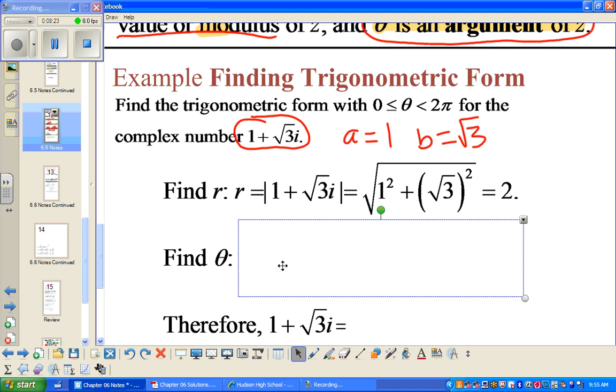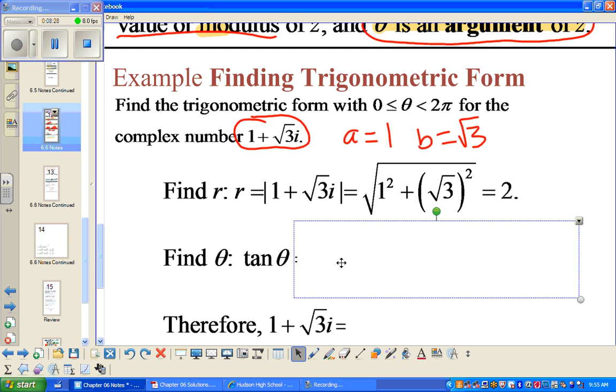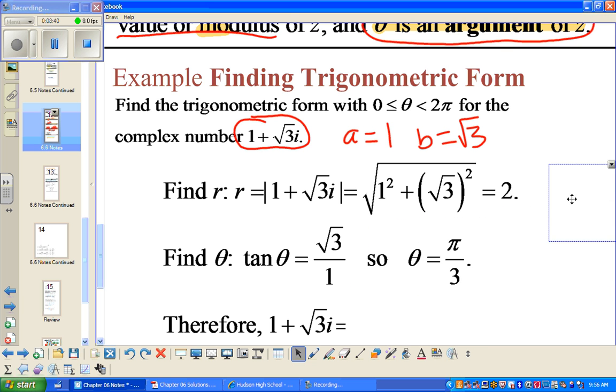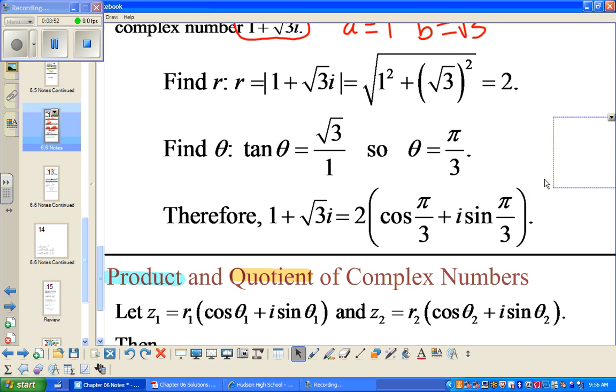How do we find theta? Well, we're going to do what we just got done talking about. Let's take the tangent inverse of root 3 over 1. Well, we don't actually have to do that. We know that if tangent theta equals root 3 over 1, then theta must be pi over 3, because it's a unit circle value. So therefore, the complex number 1 plus root 3i is also 2 times cosine pi over 3 plus i sine pi over 3.